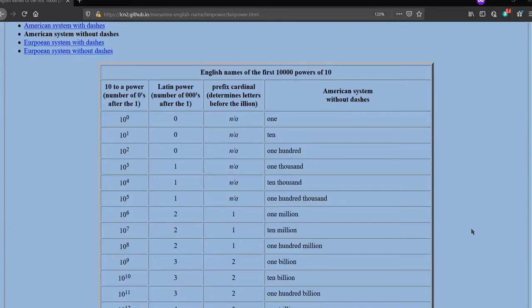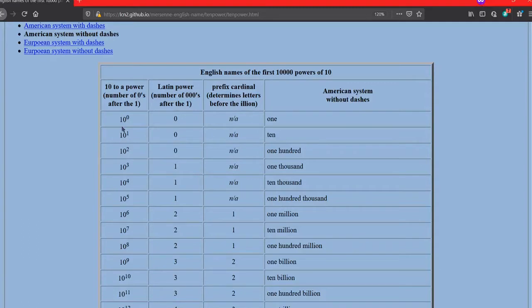I found an interesting website I want to share with you. I just want to go through this with you. Here, I've got a base 10 to the power of 0. 10 to the power of 0 just gives you 1. In fact, anything to the power of 0 gives you 1.